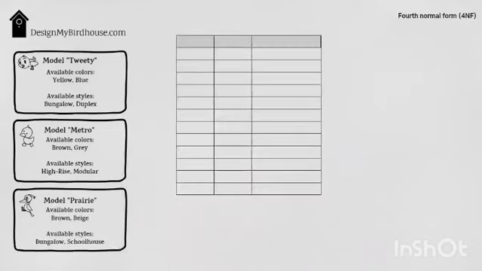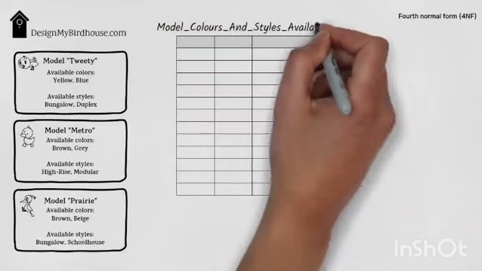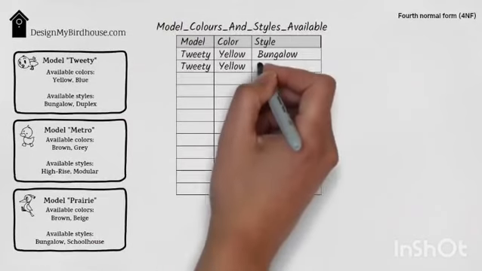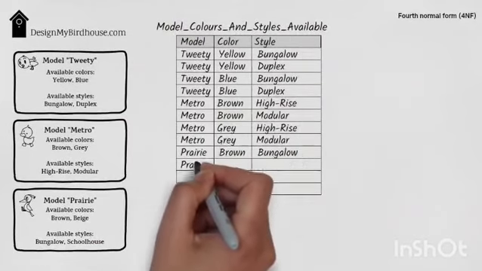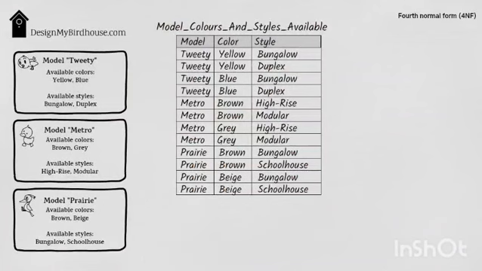One way of capturing this information is to put all the possible combinations in a single table, like this. This table is in third normal form. The primary key consists of all three columns: model, color, and style. Everything depends on the key, the whole key, and nothing but the key. And yet, this table is still vulnerable to problems.